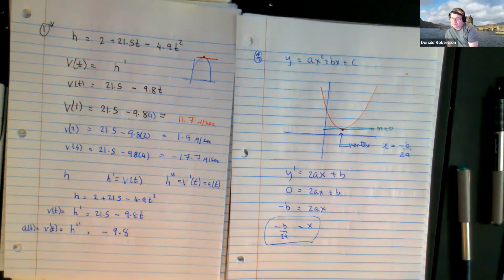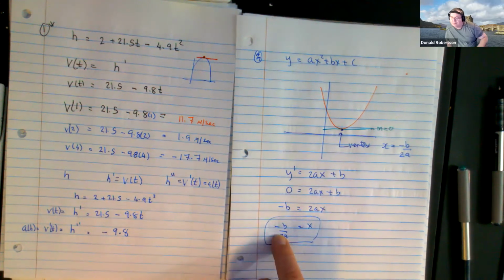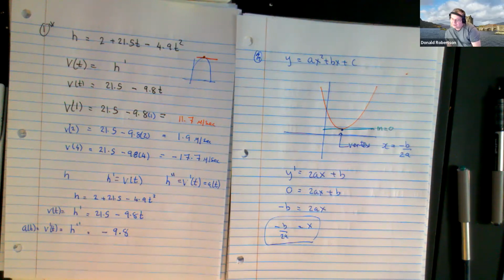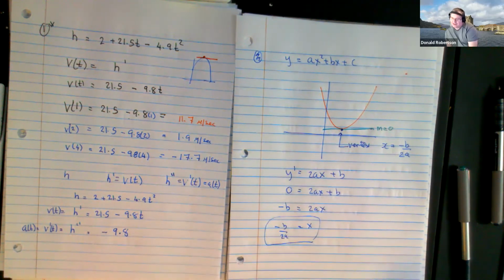The x coordinate of the vertex of any quadratic is going to be negative b over 2a. Is that not kind of cool? And if you can't remember that, can you at least use calculus to find it again?